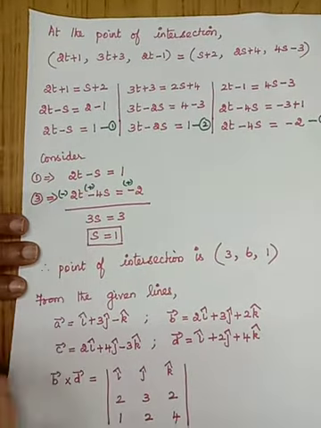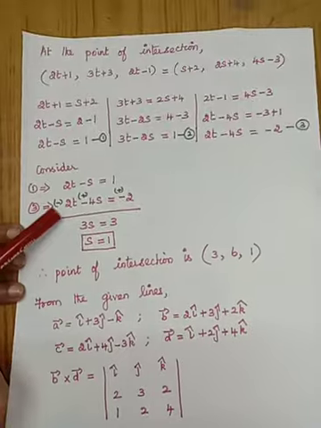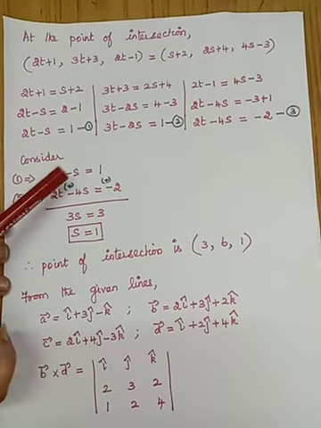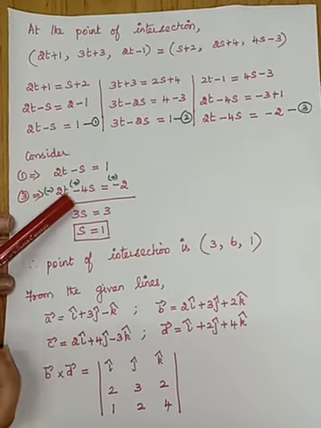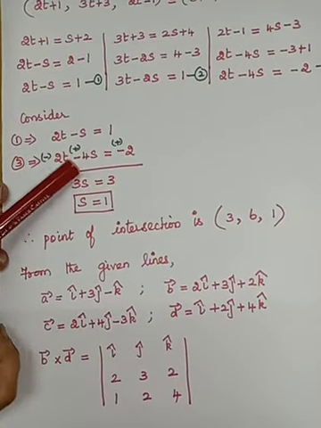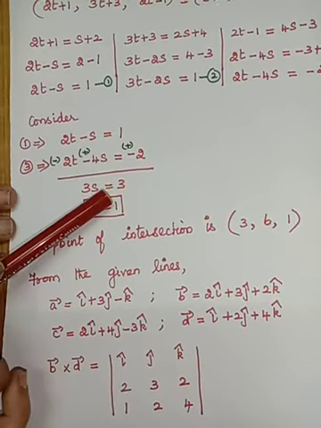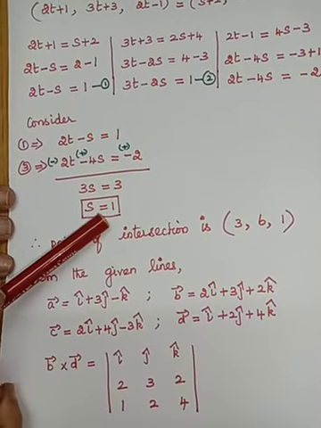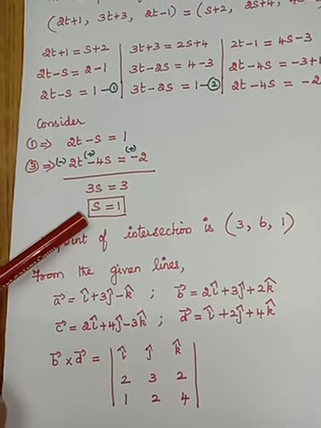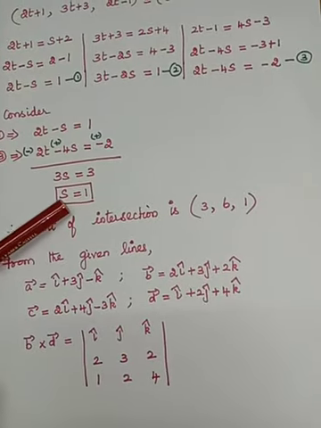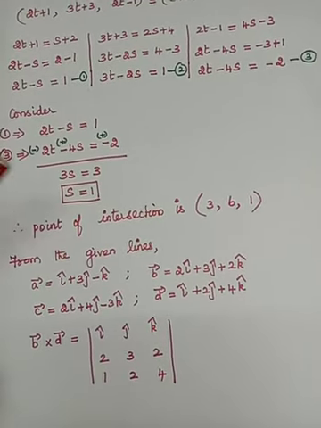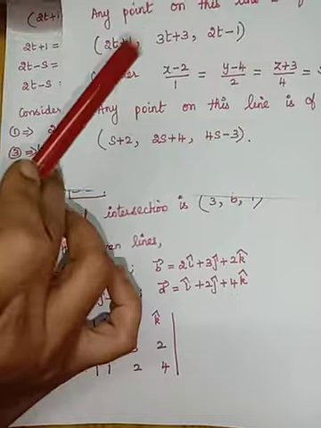When I change the sign, 2t and -2t get cancelled. Here you have -s and here +4s, so that is 3s, which equals 1 + 2, that is 3. So s = 1. After finding one value, s = 1, we substitute it in the corresponding point.